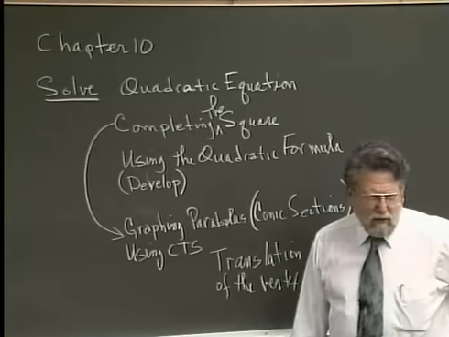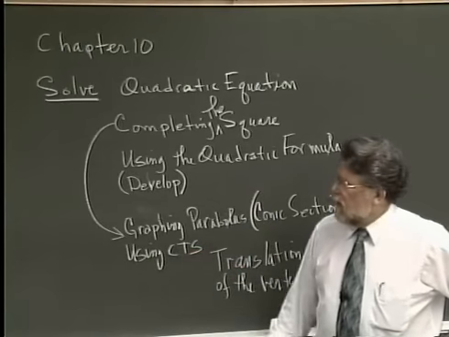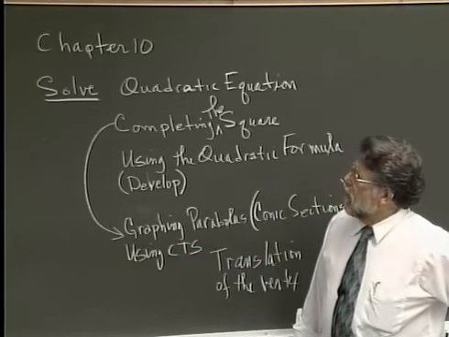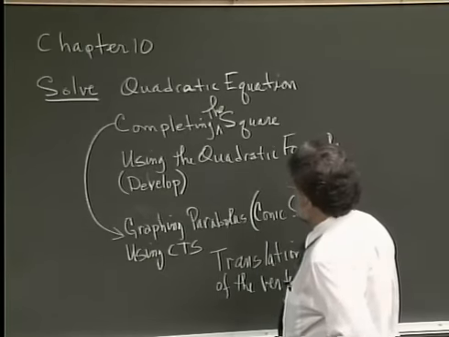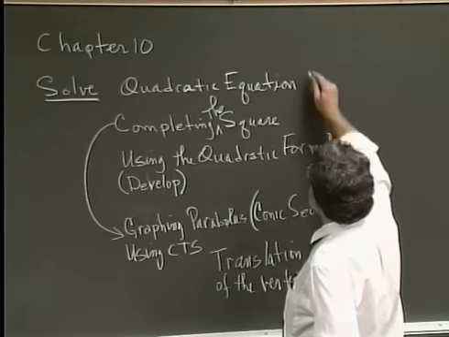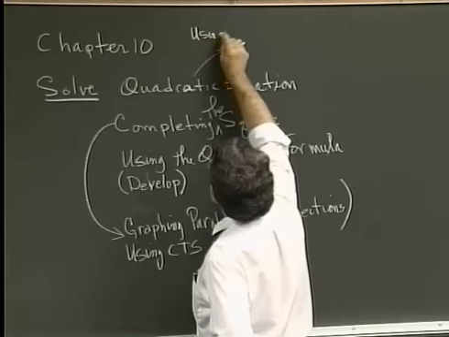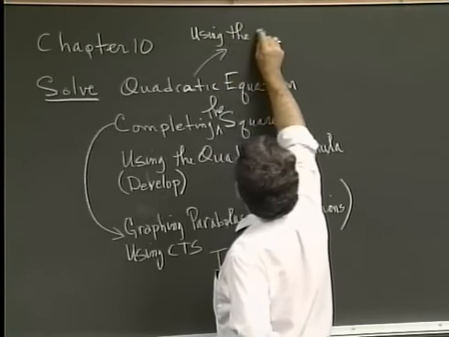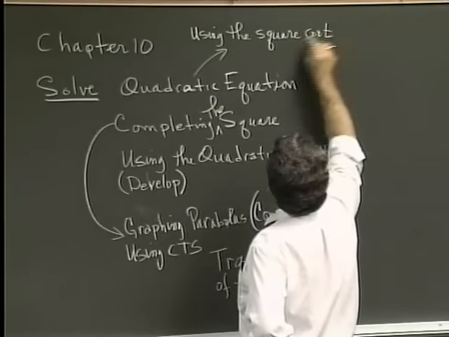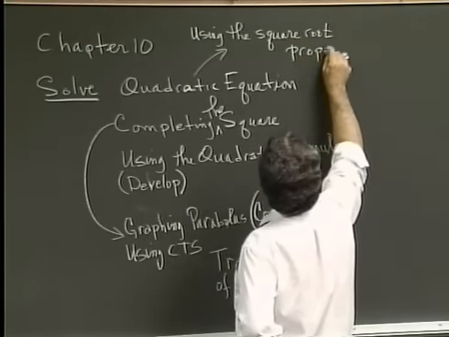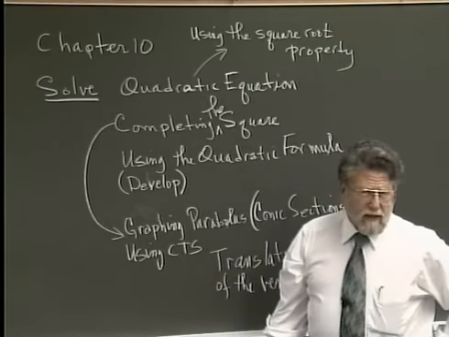Somewhat, in a way, superfluous to this general process we went through here was solving a quadratic equation using the square root property. So somewhere in here, I guess I could put out of this came using the square root property. But it was not, in the scheme of things, as important as the other things we did there.